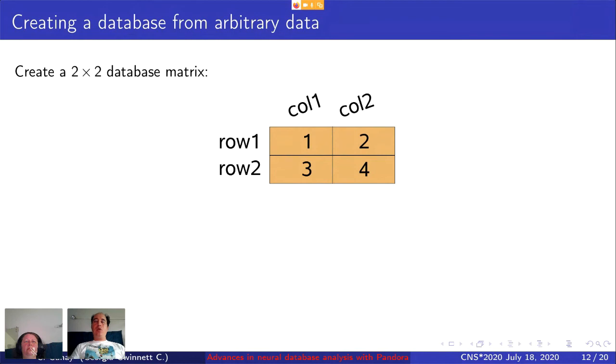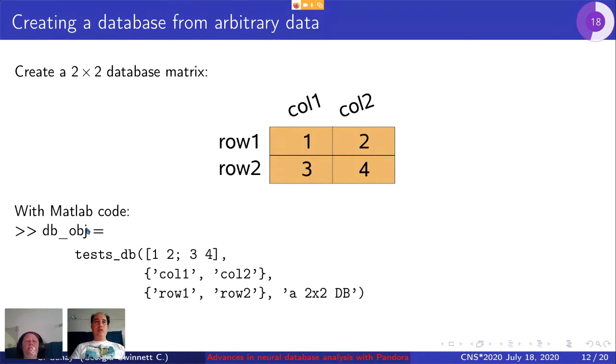Okay, so let me show you how it works. For example, if you want to create a 2x2 data frame or database, okay? So we have two rows and two columns and there's the data inside. This is how you do it. You create an object. So this is our variable. The name of the object is not data frame, it's called tests.db. This is the most basic database object in Pandora. And you give the matrices like this in the square brackets. Then you label the columns and then you label the rows. And then give it a name. So this is the whole name of the object. This is a label for the object.